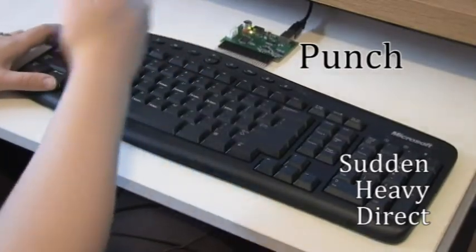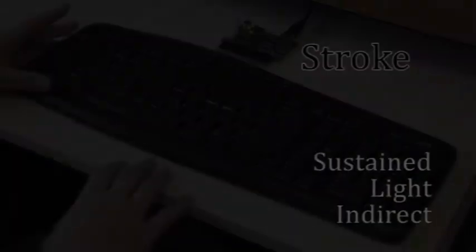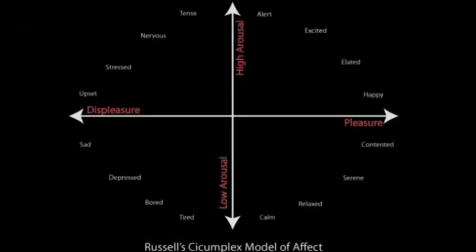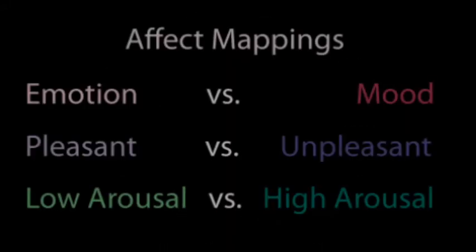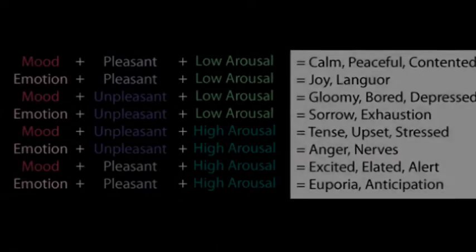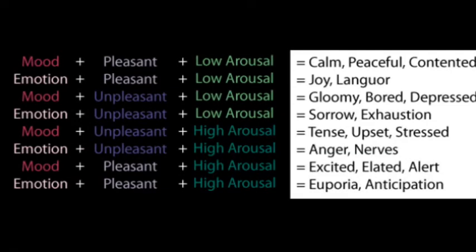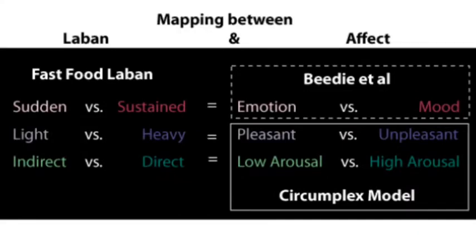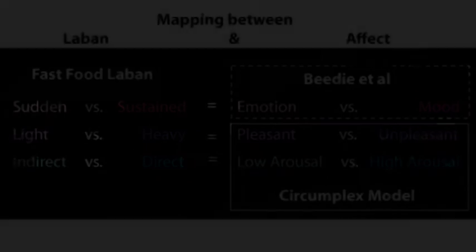Since our goal was to design interactions that were expressive and emotional, we next started thinking about what these gestures might mean. We turned to Russell's classic circumplex model of affect, which lays out emotions on 2 axes: high arousal versus low arousal, and pleasure versus displeasure. Beatty et al. provide a third affective dichotomy by separating emotions, which are short-term, from moods, which are sustained. These 3 feature pairs give us a set of 8 emotional states. The 8 gestures can be mapped onto these 8 emotions, giving us a framework for expressive gesturing.